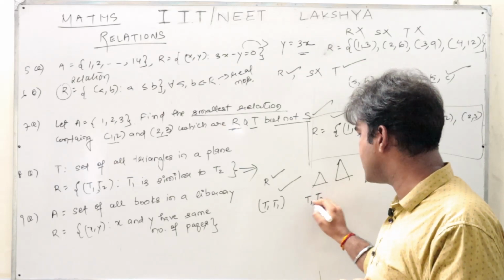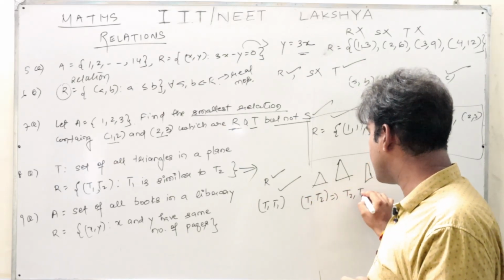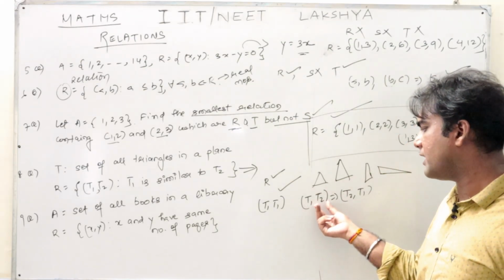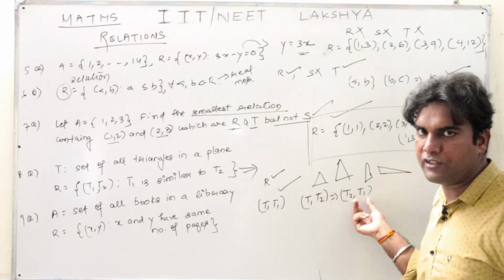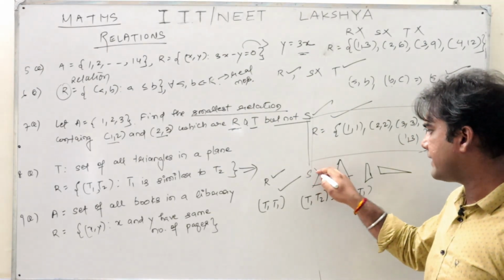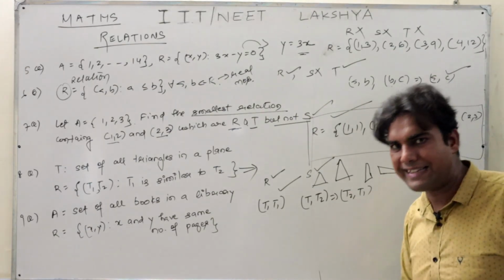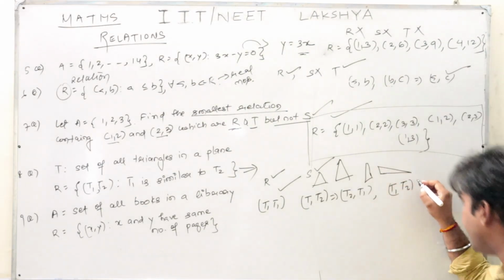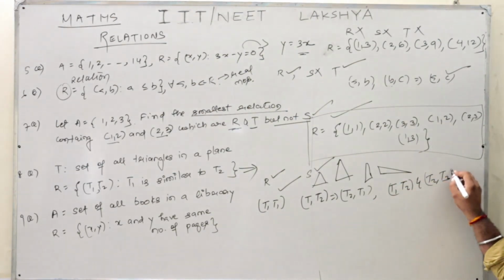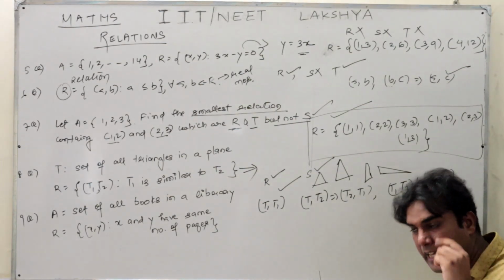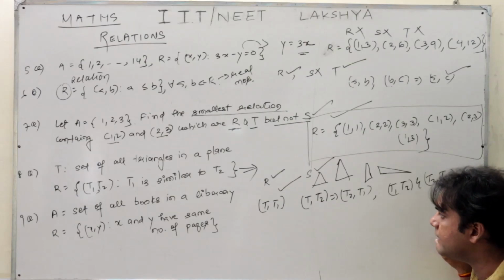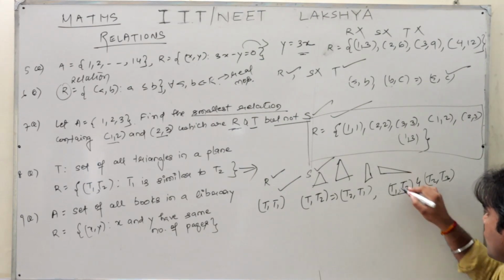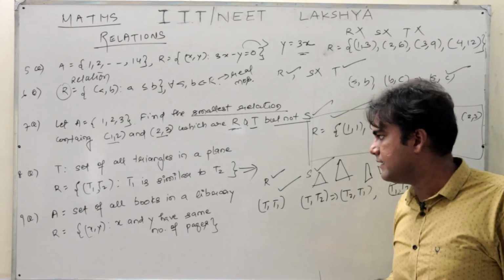Now let us see whether it is symmetric. If (T1, T2) is there, whether (T2, T1) will come or not. If triangle T1 is similar to T2, then obviously triangle T2 will also be similar to T1. So it is symmetric also. What about transitive? Here (T1, T2) is there and (T2, T3) is there. You know the condition of transitive: if (A,B) is there, (B,C) is there, then (A,C) should also be there. T1 is similar to T2, T2 is similar to T3, so obviously T1 will also be similar to T3. So it is transitive also.